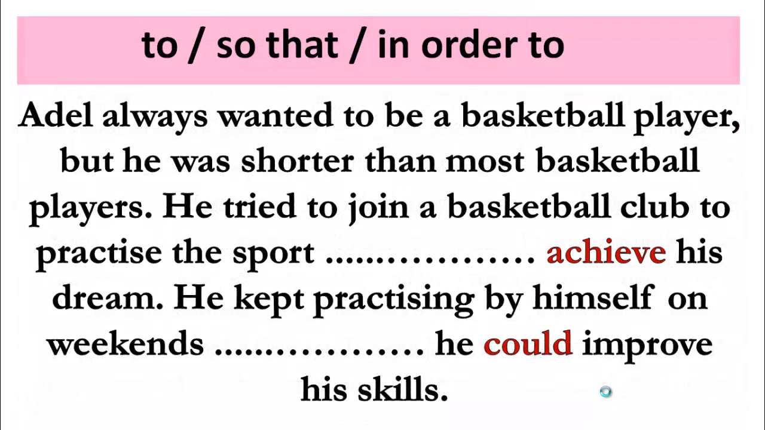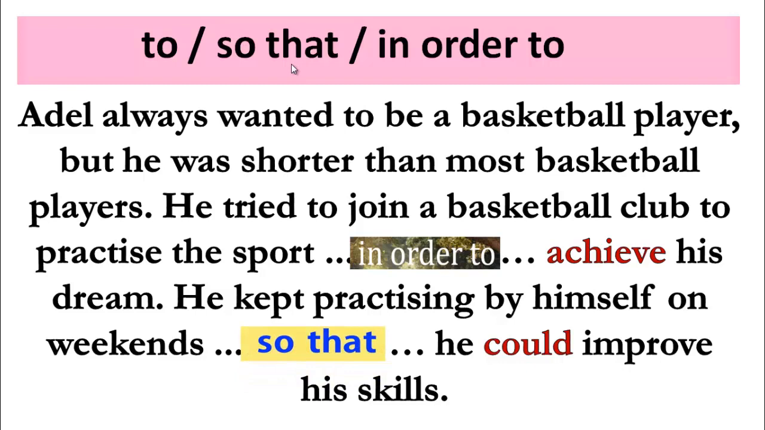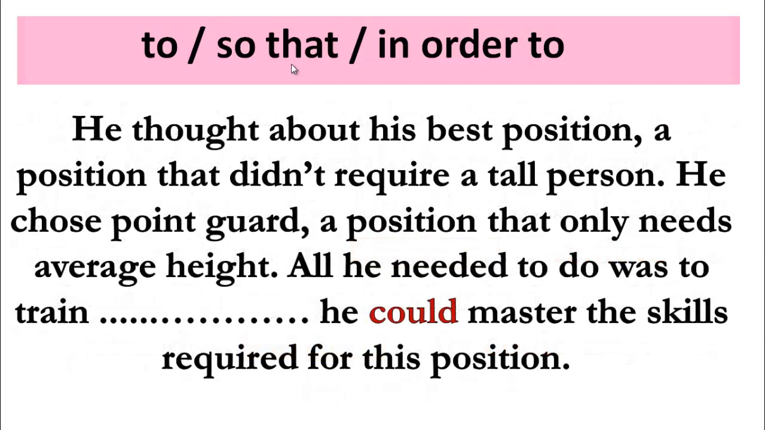So the first one, as we have said here, we have achieve. So what are we going to use? Excellent. In order to, because we have infinitive. What about the second one? We have subject plus a modal verb. We said before, to, in order to, we cannot use them if we have a subject. So we are going to use what? That's right, we are going to use so that. The third one here, we have he could, subject plus a modal verb plus infinitive.